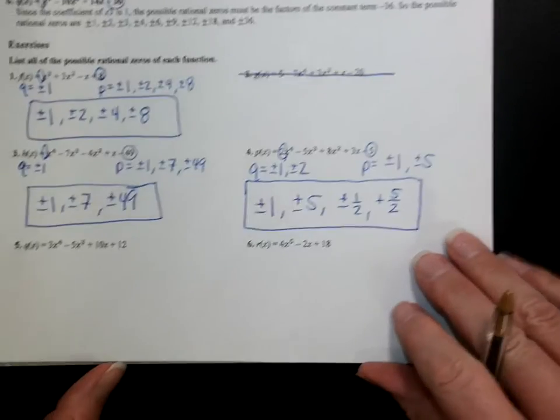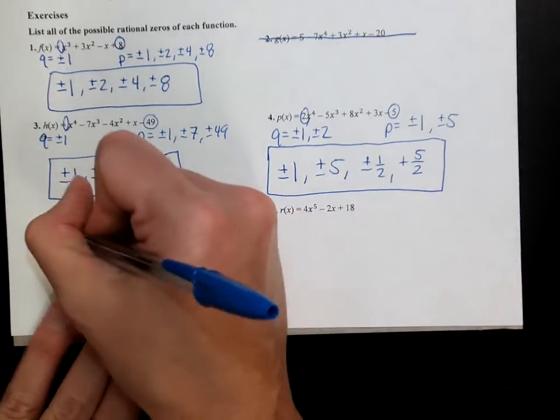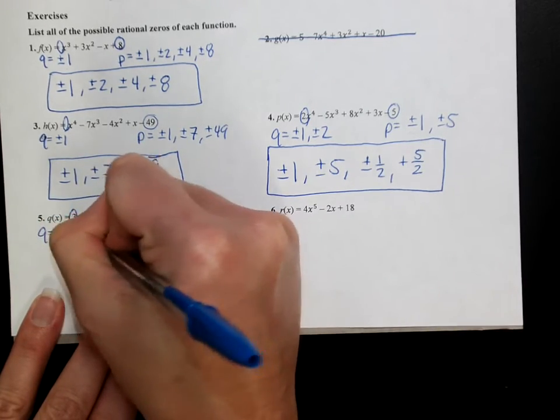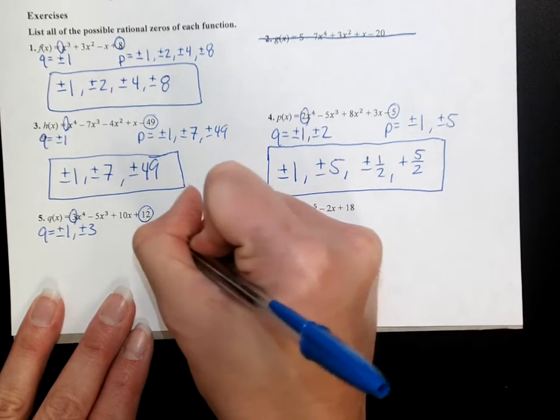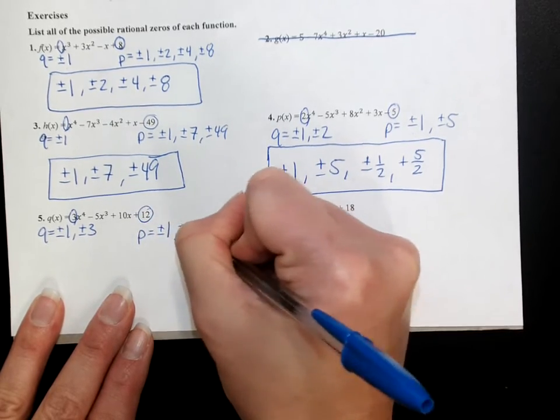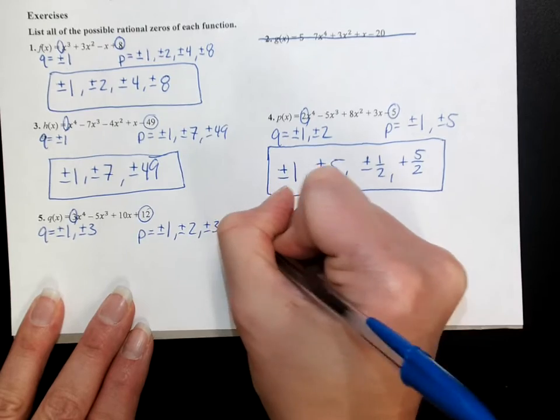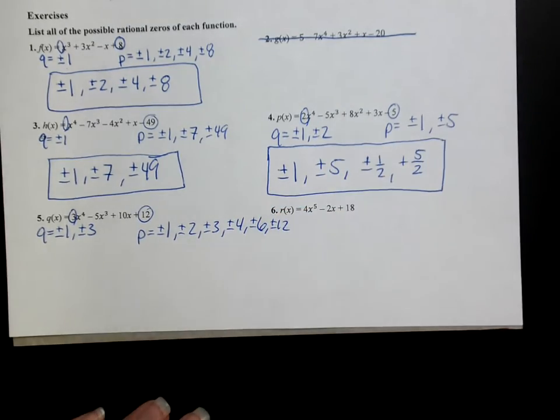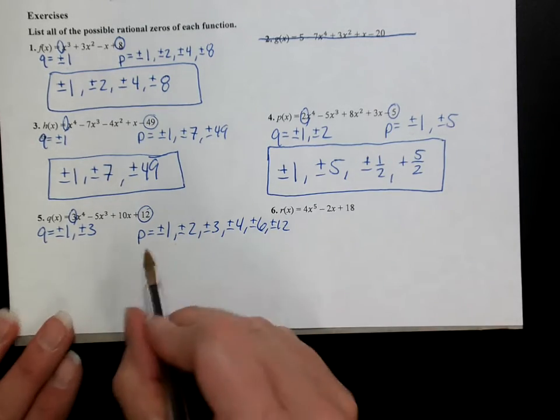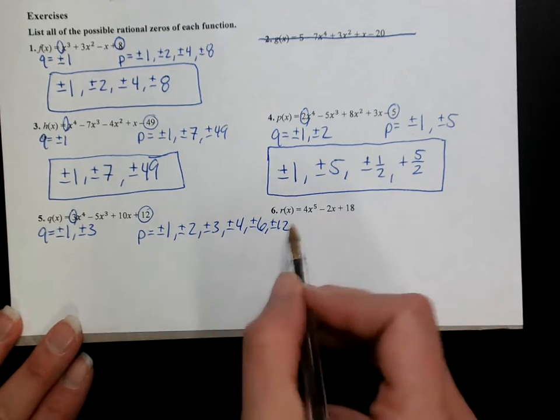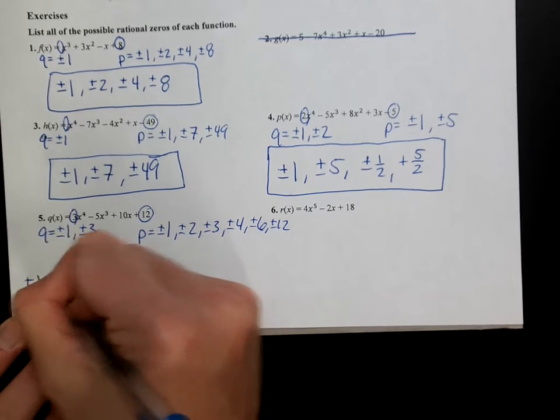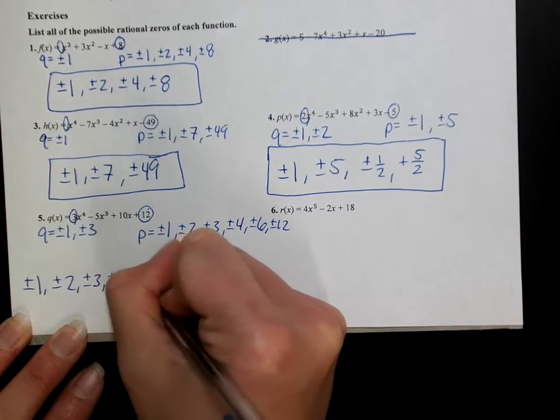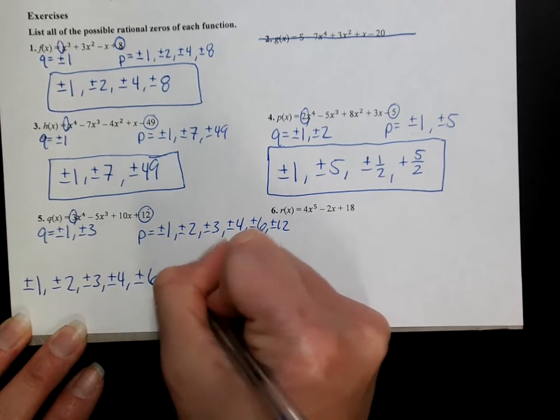Okay. Question number 5, same thing. Q, factors of 3. That's 1, that's 3. P, factors of 12. That's 1, that's 2, that's 3, that's 4, that's 6, and that's 12. Now again, I'm going to divide all of these by all of these. So first I divide them all by 1. You know you're going to get the same thing. 1, 2, 3, 4, 6, 12.